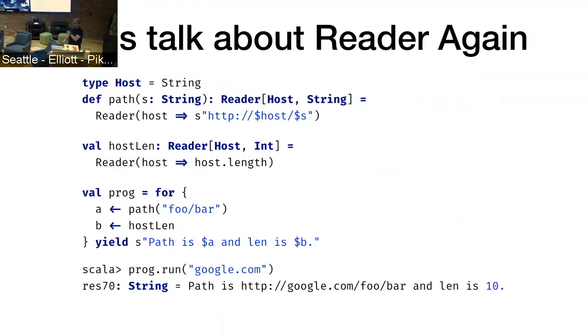And when we run it, what we get is both of those computations get to look at this google.com. Okay, so we get the path, we get the google.com filled in the path, and we get its length. So both of those independent computations have been composed, and now they both have access to that same environment that we're passing in. So that's our dependency injection.